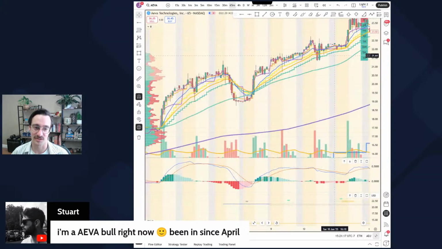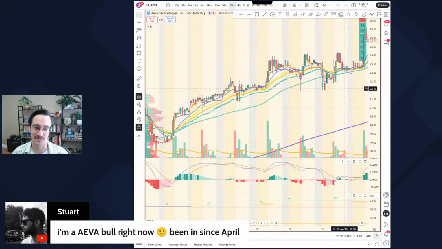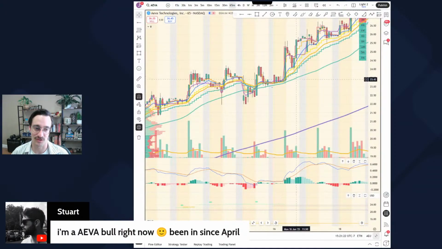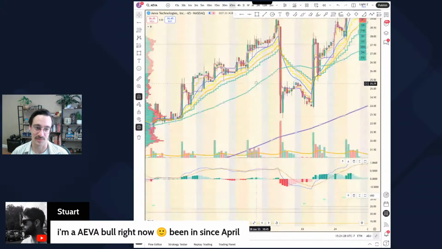So just onwards and upwards. A little sideways action, but pretty darn healthy. And just every time this gets tight and it flattens out, boom, big pop. So you just keep on doing this.